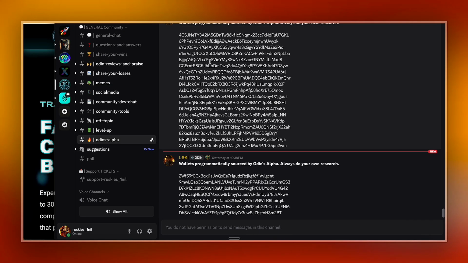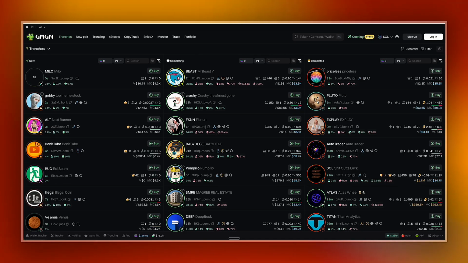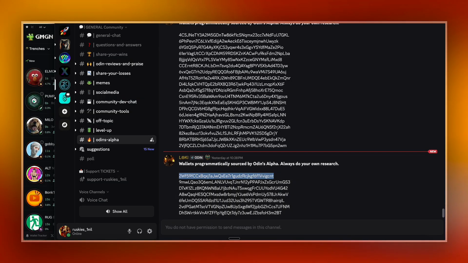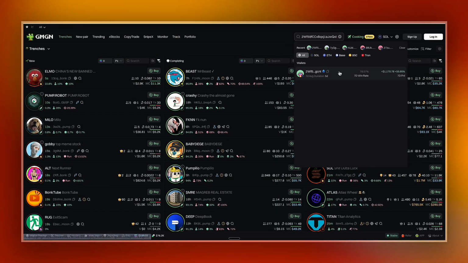So every day they drop a list of wallets, and what you're going to have to do is manually check them each one by one. My favorite free tool to do that is GMGN.AI. Now, let me be very clear. This is my favorite free tool to do that, but there are a lot of flaws with this website.